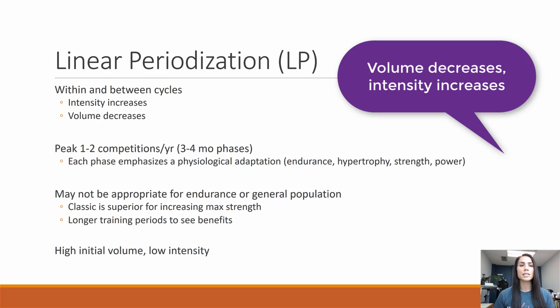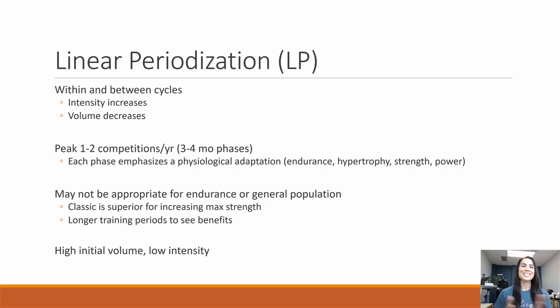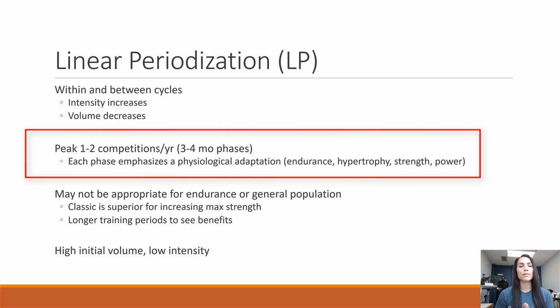So traditional linear periodization, your intensity is going to increase, and as you increase your intensity, your volume is going to decrease. And this is true for both your cardiovascular endurance athletes as well as your strength-based athletes or clients. Okay, so for this type of periodization, usually you have 1 to 2 competitions per year, so you have basically 1 to 2 peaks per year, and then you have these 3 to 4 month phases. Each phase emphasizes a physiological adaptation. So this is where those different components come into play.